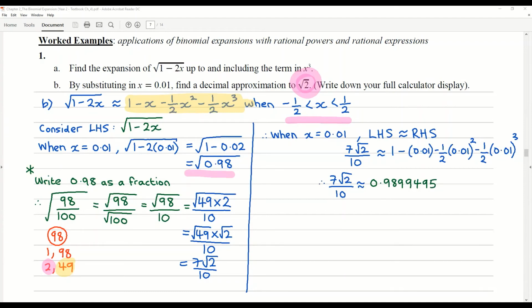So how do we get root 2? Well, root 2 is sat there waiting. It's waiting to be made the subject. Okay, so we need to multiply both sides by 10 and divide by 7, and we have our approximation. So therefore, the square root of 2 is roughly equal to 10 over 7 multiplied by what you got in the previous part, which was 0.9899495.